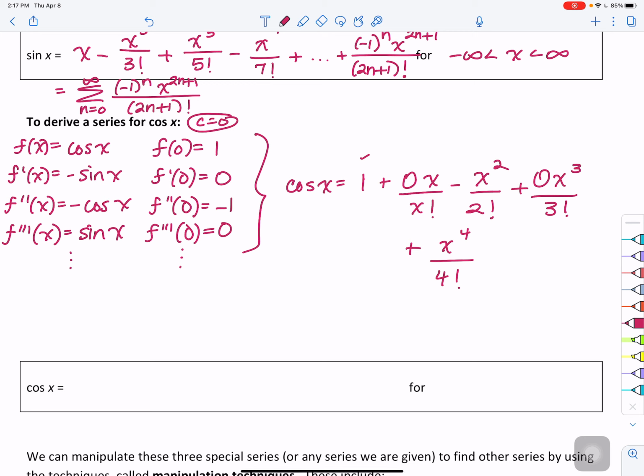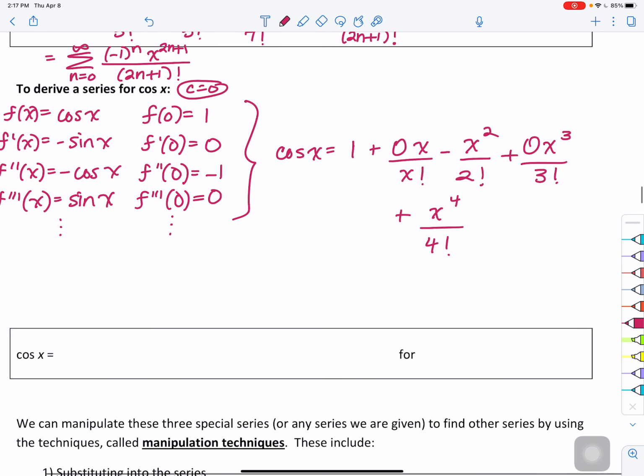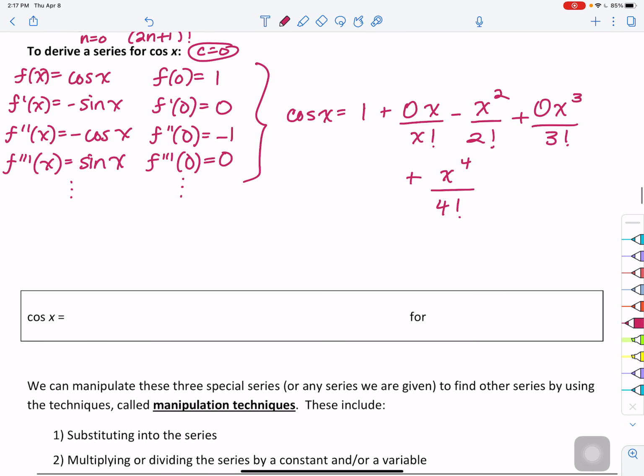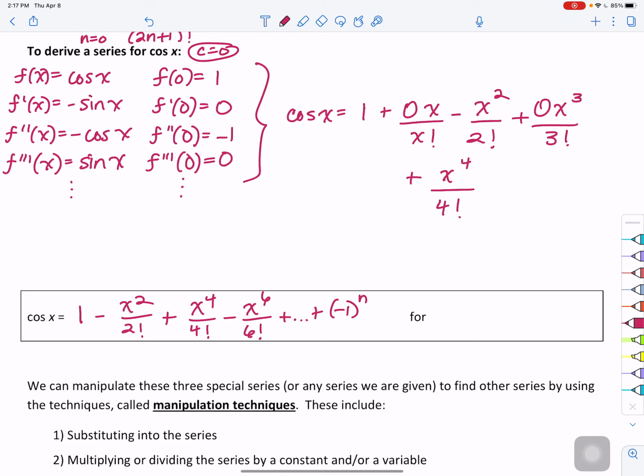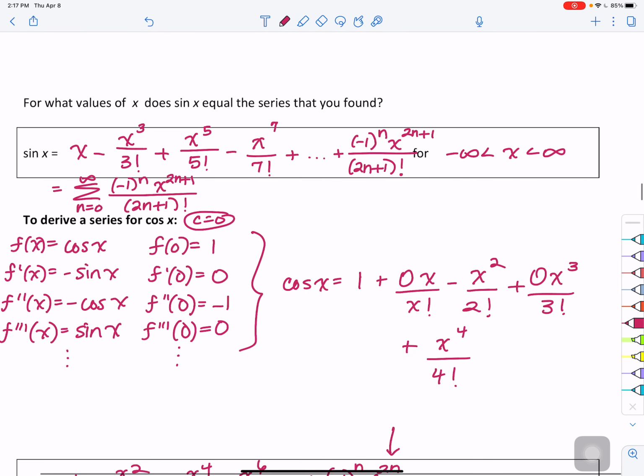So we could actually say that that's equal to, well, let's write it down here first. So we have 1 minus x squared over 2 factorial plus x to the 4th over 4 factorial minus x to the 6th over 6 factorial plus dot, dot, dot, plus, and as you can see, we're going to have negative 1 alternate, x to the 2n. When all of them are even, we'll use 2n. When we have odd powers, we'll use 2n plus 1.